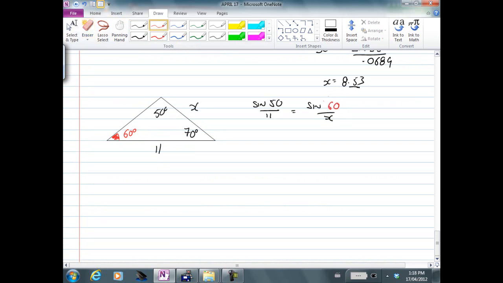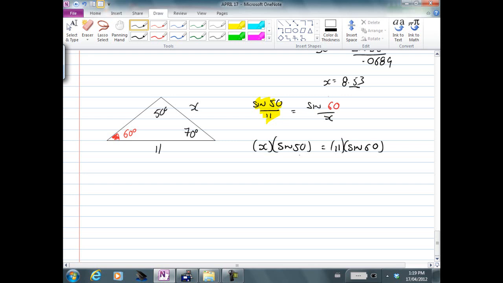Many ways of doing this. Some of you say, Mr. No, can I cross multiply this right off the bat? You could. Or some of you like to just work with the left side first. I'm going to do the opposite way this time. I'm going to cross multiply. So you got x sine 50 equals 11 sine 60.